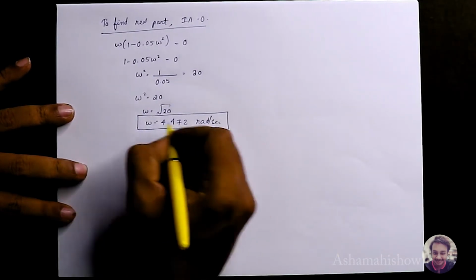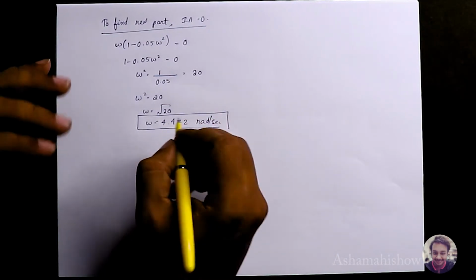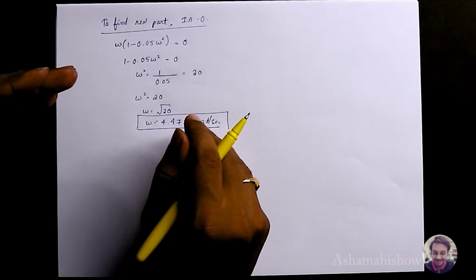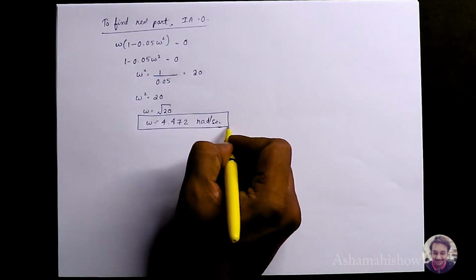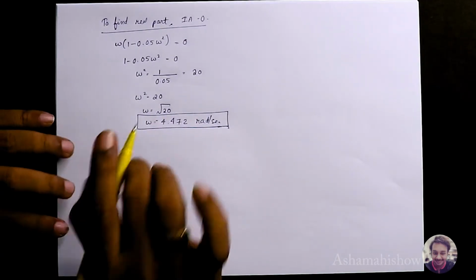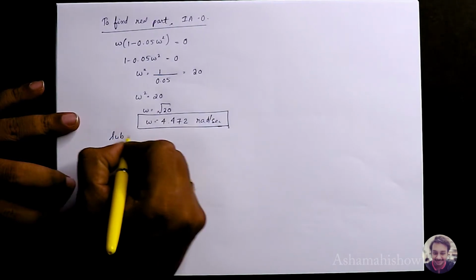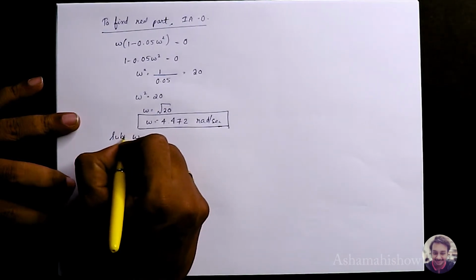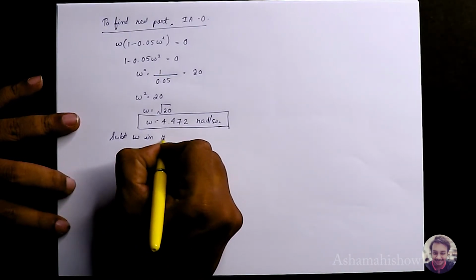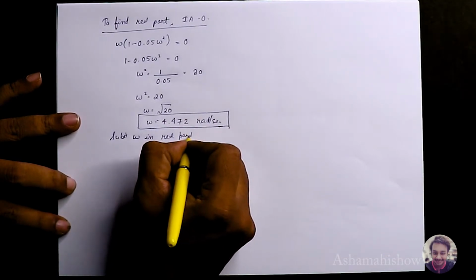So this was what I have to say, it is your omega. It is not on the real axis. Now you substitute this omega in your real part. It is substitute, not subtract, in your real part. So what is the real part here?